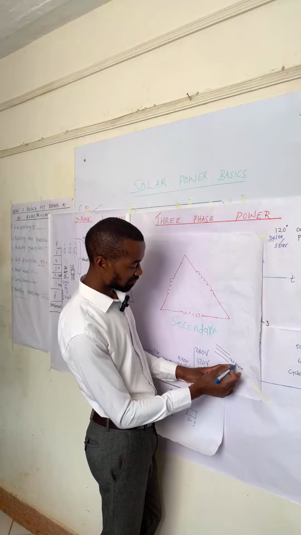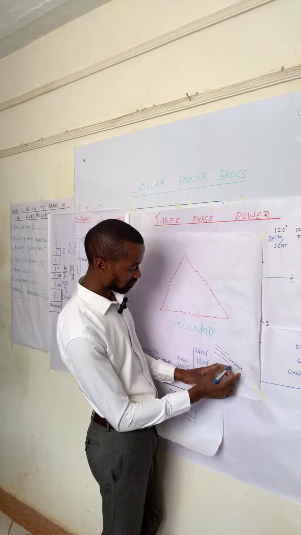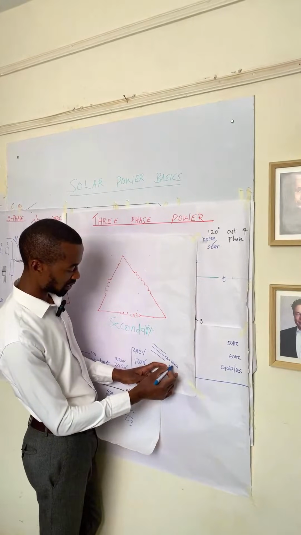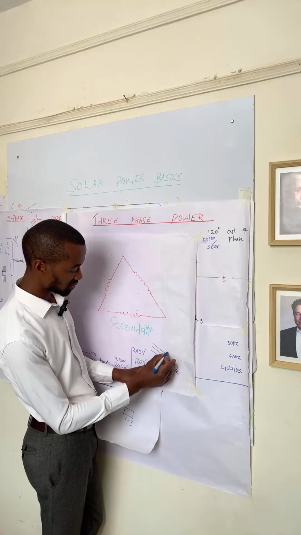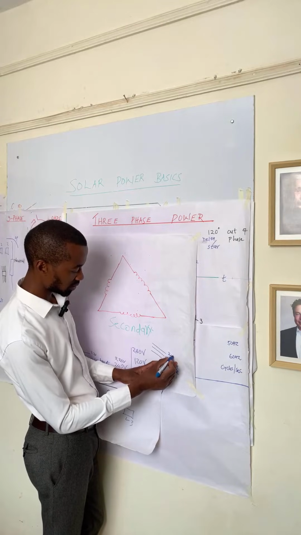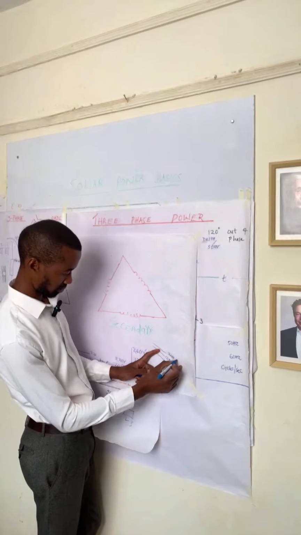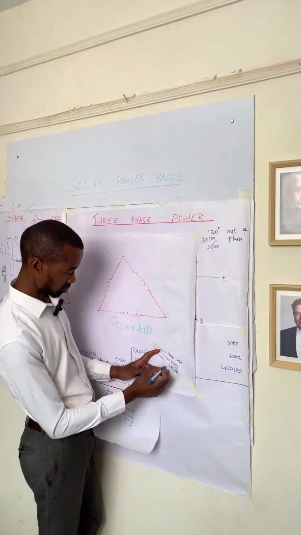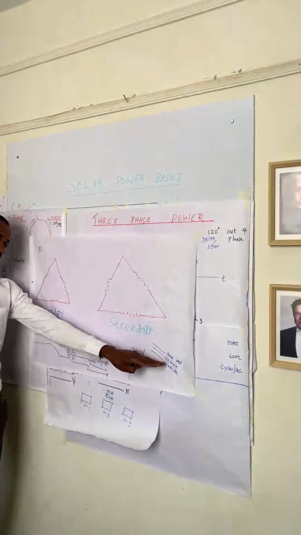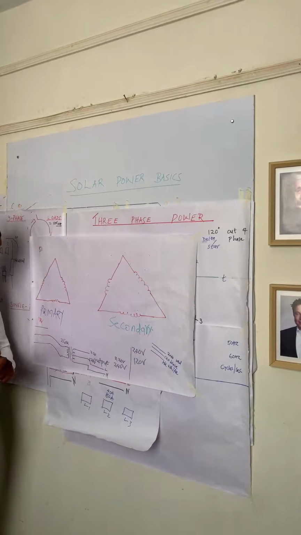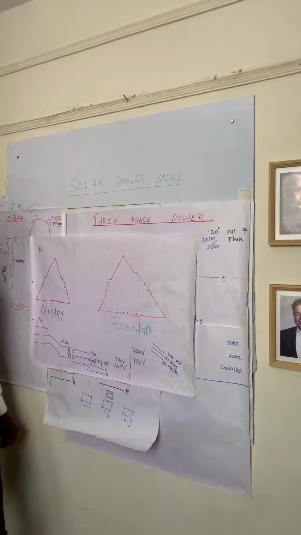So they will have the black, and then for the neutral, they will have the white. If the circuit that they are using is 240, then that one will be in red color. This difference here is usually created at the transformer.